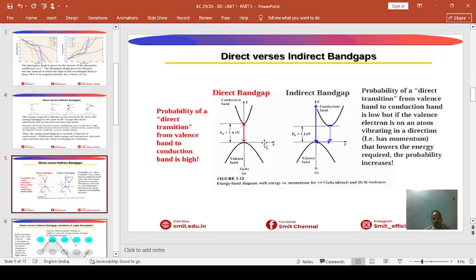Then coming to photo generation, which occurs due to light energy because it generates carriers. When a photon with energy greater than the band gap strikes a semiconductor, it creates an electron hole pair.